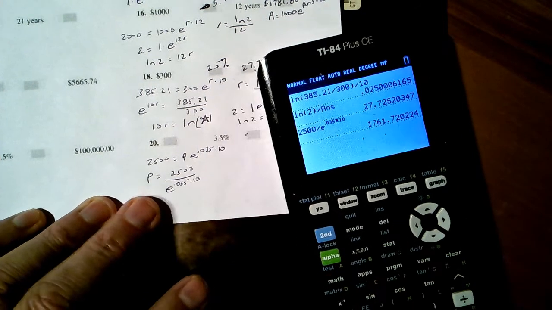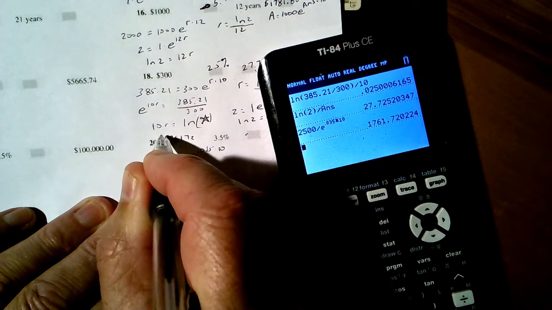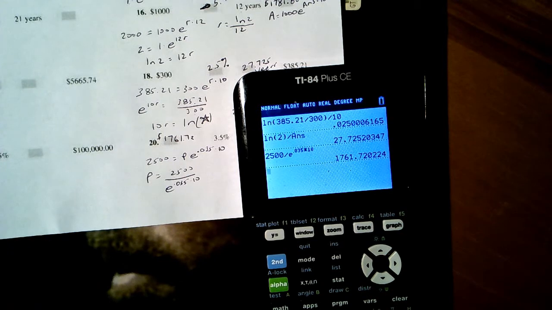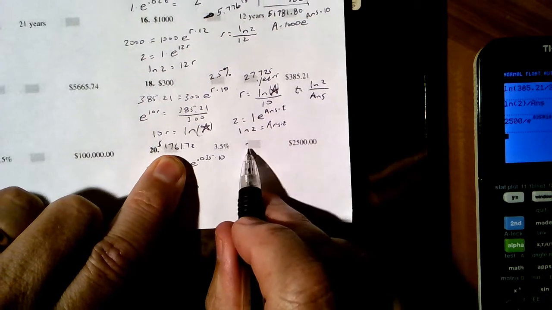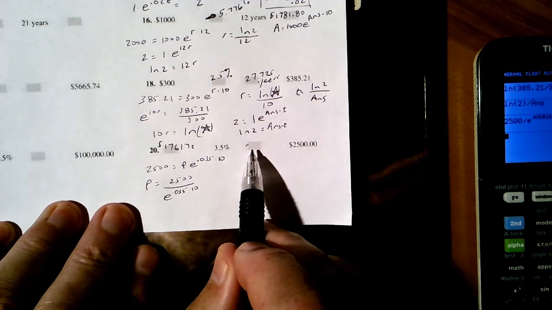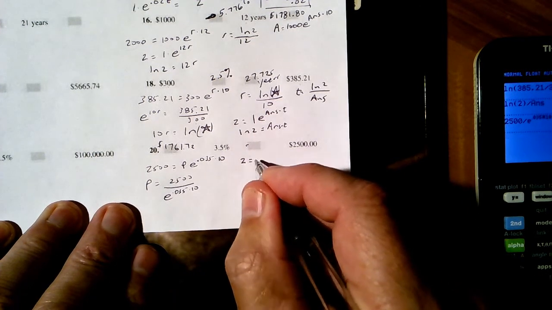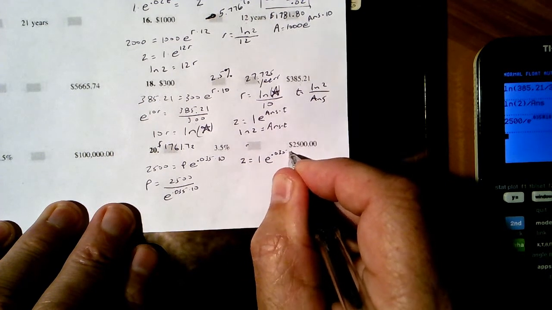How much did I start with? $1,761.72. Now, I would consider that our exact value, because I certainly did not start out with $1,761.720224. So we're going to use that number to come up with time to double. But do I really need to use this to make my amount double? Some people will, but I would say, hey, I want to know when it becomes 2 when it started at 1. e to the 0.035t.